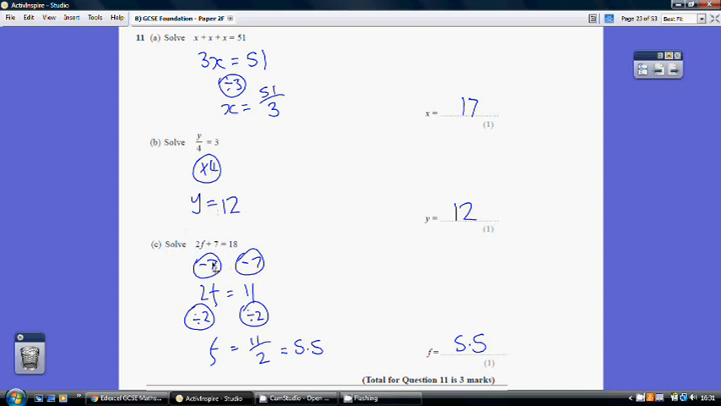Now part C, start off by subtracting 7 from both sides. So 2f equals 11. Divide both sides by 2. We get f equaling 11 over 2, which is 5.5.